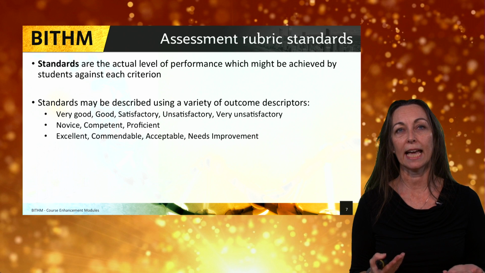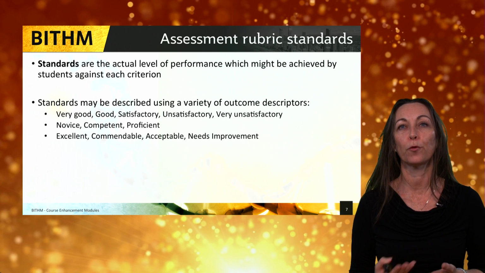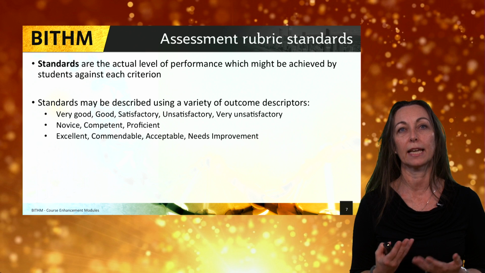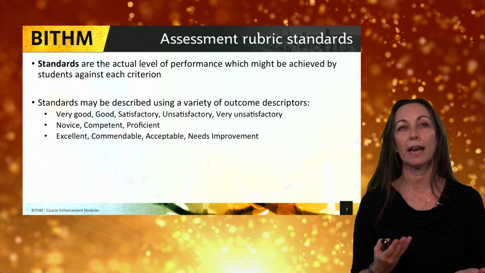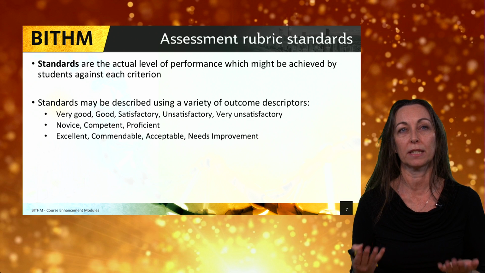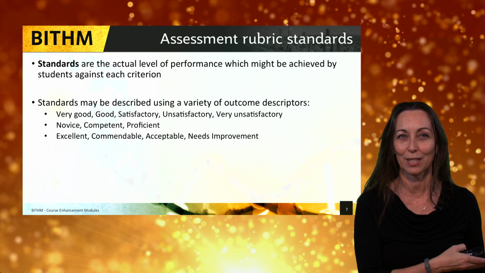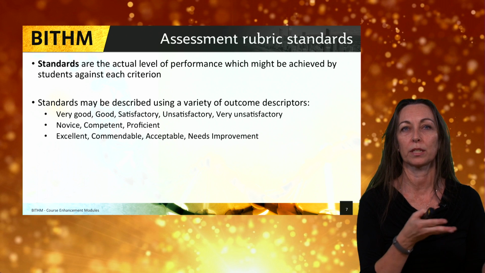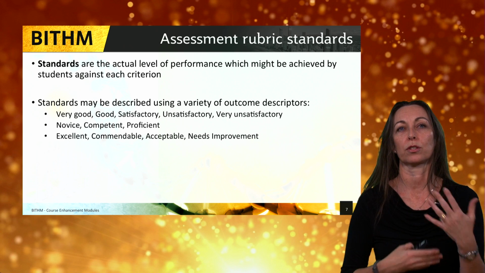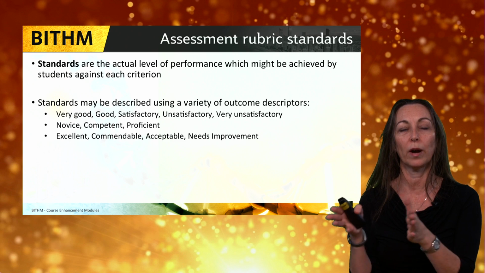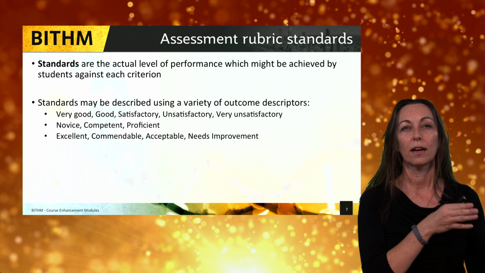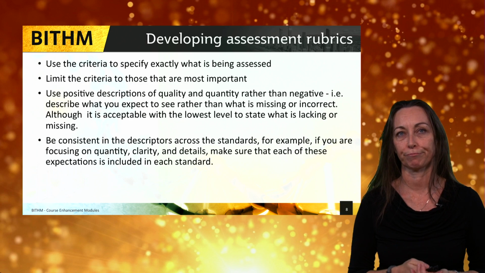When we're looking at standards, they are the actual level of performance which might be achieved by the students against each criterion. So we might have things, for example, that specify, yes, very good, good, satisfactory, unsatisfactory, very unsatisfactory, or it could be novice, competent, proficient. So they're levels of how well the students are performing that particular criterion.